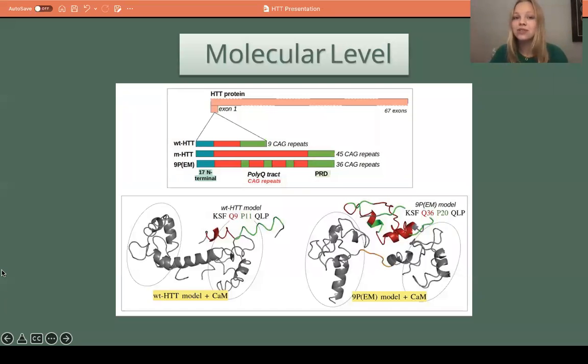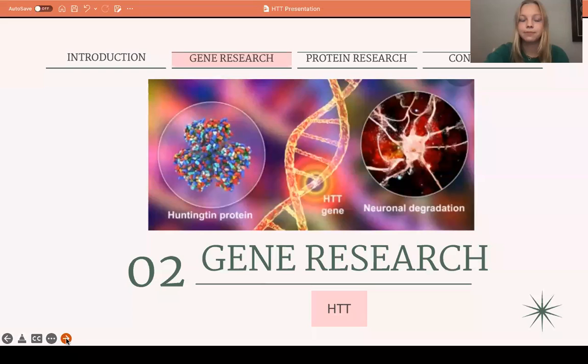So this shows it broken down at the molecular level. At the very top it shows the HTT protein and the exons. Then it shows the wild type, which has 9 CAG repeats, and the mutant, which has 45 CAG repeats, and then a different mutant that has 36. As you can see from the models below, you can really tell a difference due to the excessive amount of CAG or glutamine repeats.